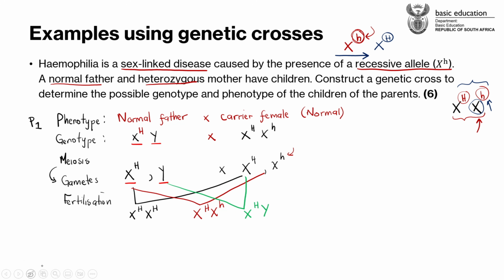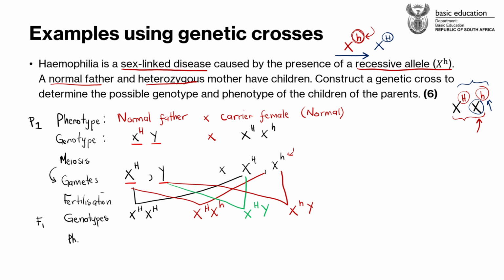Now, if you cross the second gamete from the father with the second gamete from the mother's side, this will be X, h, and Y. So basically, these are the genotypes for the F1 generation. If fertilization occurs, if the combinations of the sperm and the ovum occur, they will be these genotypes. These are the possible genotypes.